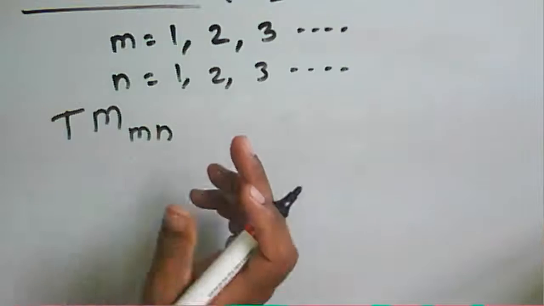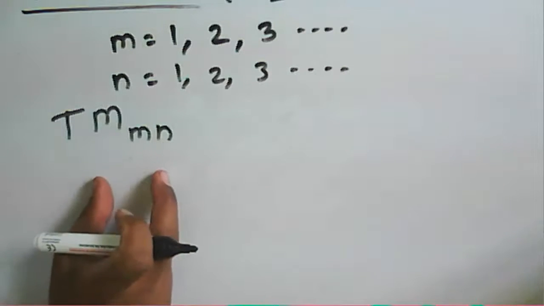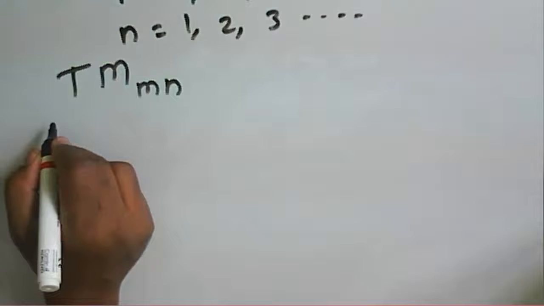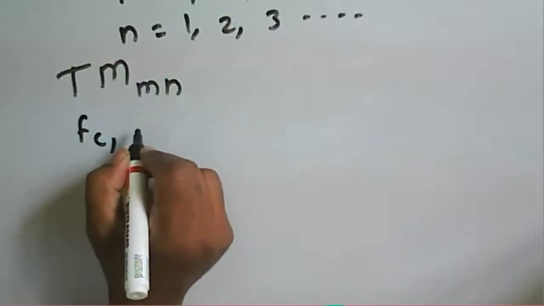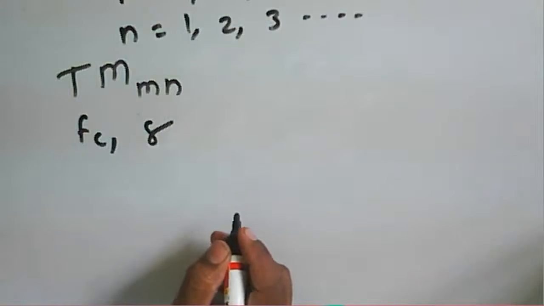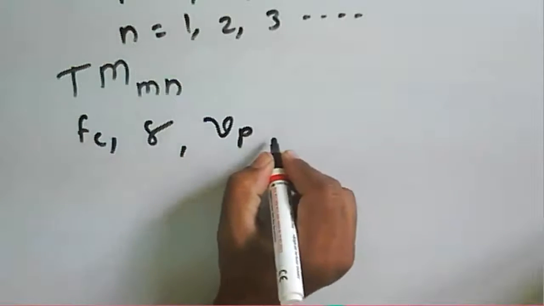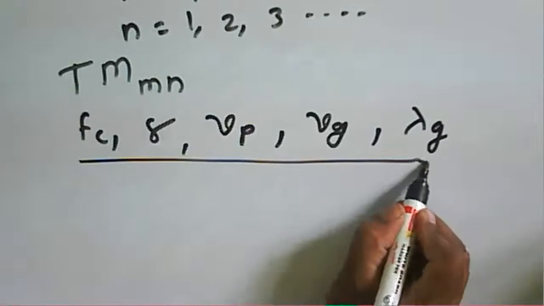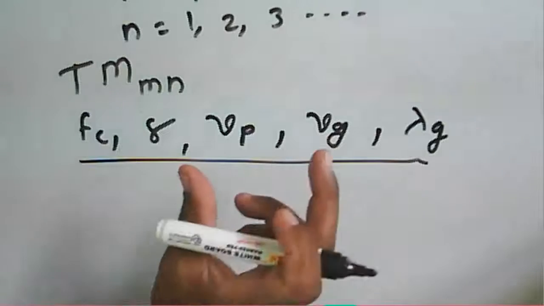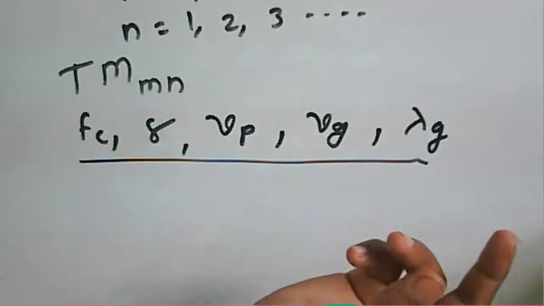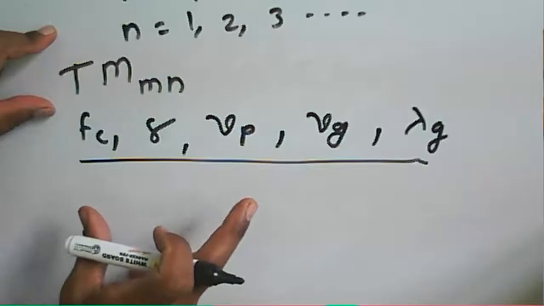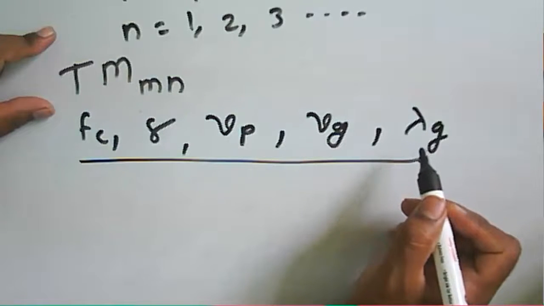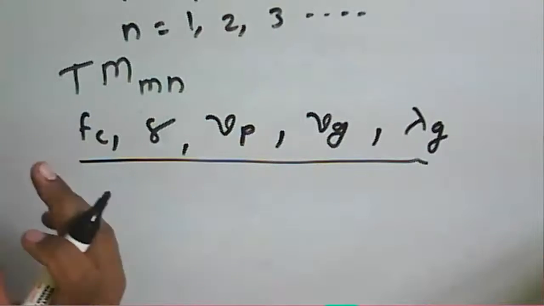Now other components. We say that for a TE mode or TM mode, the field components that we obtained earlier for the TE mode of propagation, that is the cutoff frequency, then the propagation constant, then the phase velocity, then the group velocity, and the guide wavelength. All these components that we derived for the TE mode are the same. For the TE mode, whichever equations we have derived, those equations are the same for the TM mode. We can use those equations as they are for the cutoff frequency, propagation constant, phase velocity, group velocity, and the guide wavelength. There is no change in these equations.